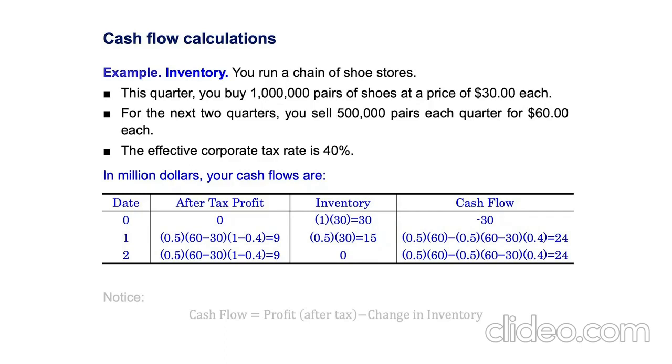If we add these implied cash flows to the after-tax accounting profit, the cash flow will be 0 minus $30 million. That equals minus $30 million in quarter 0, 9 plus 15, which equals $24 million in quarter 1 and quarter 2. This is the same as what we have obtained previously in the last column. From this, we see that with changing inventory, a project's cash flow can also be computed as its after-tax accounting profit minus the change in inventory, which is given in the equation at the bottom of the slide.